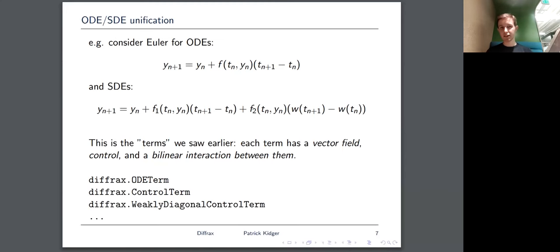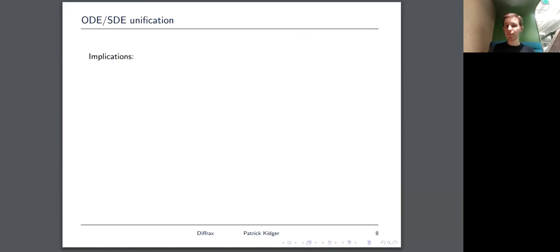And I think so far so simple. So what are the implications of this? Well, first of all, simple code. Obviously this is super cool for me as a library author, in that I get to write less code. I can write down my Euler method once for a controlled differential equation and have it applied to an ODE, applied to an SDE, applied to anything else. So that's nice for me.